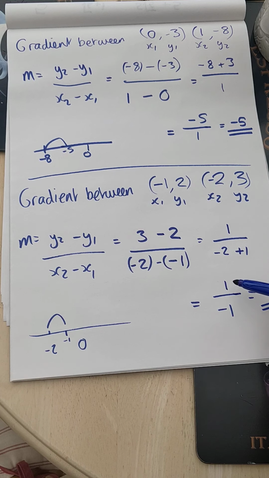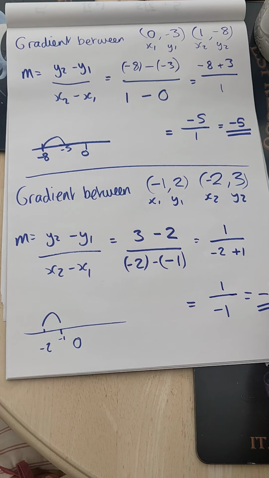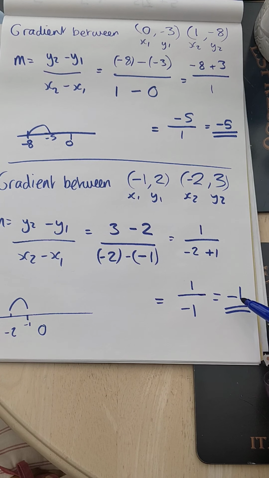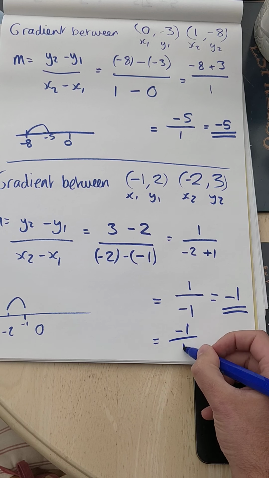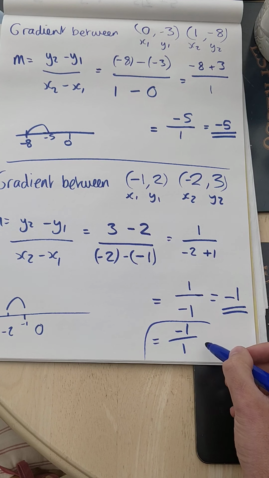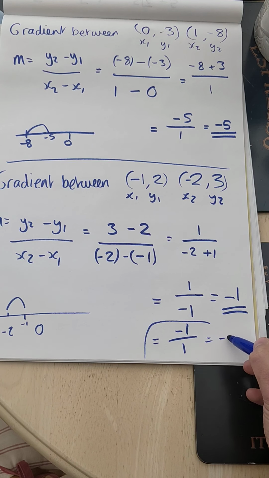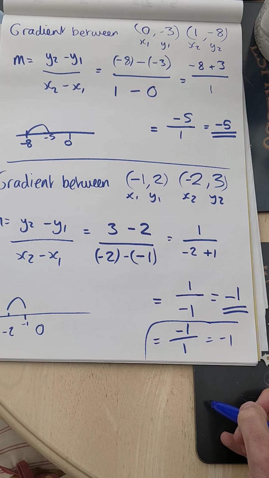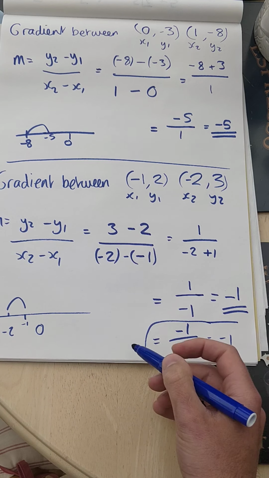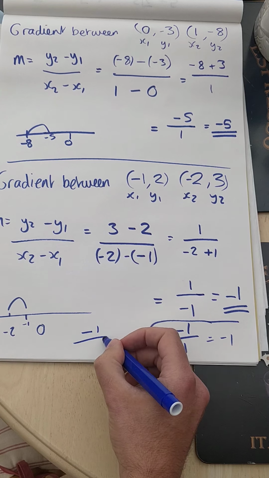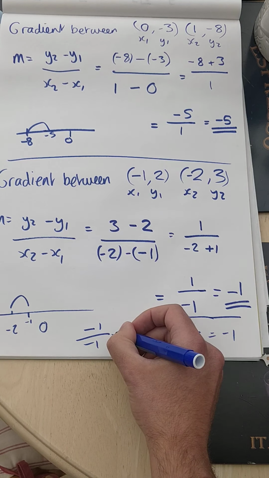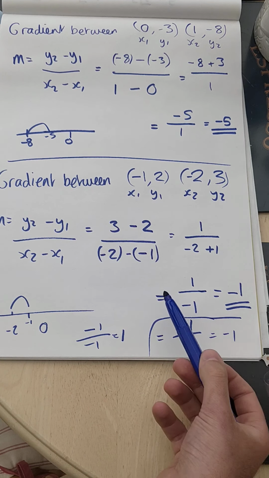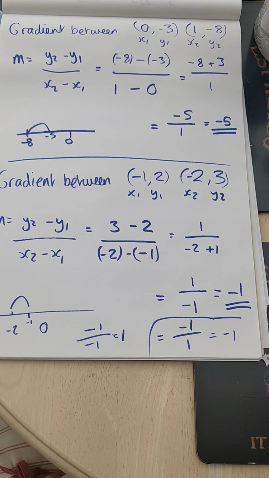Okay, if the top one is positive and the bottom is negative, then the answer is negative. If it was, for example, negative 1 over 1, so in a completely different order, this would also be negative 1. Okay, if it was negative 1 over negative 1, then negative divided by negative, that is a positive. So hopefully you can see what's going on there.